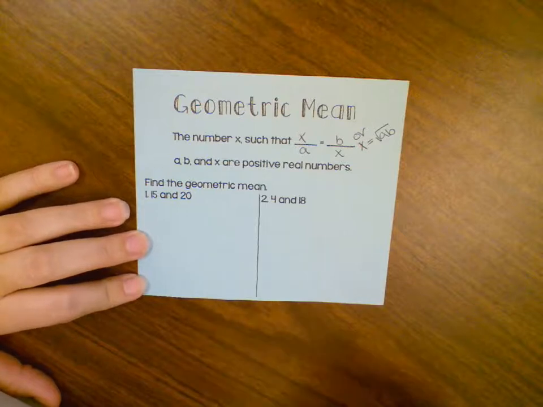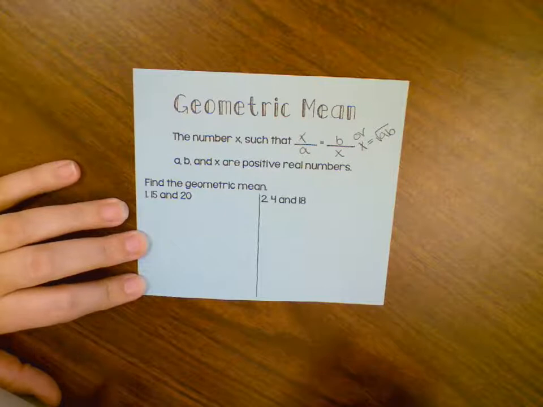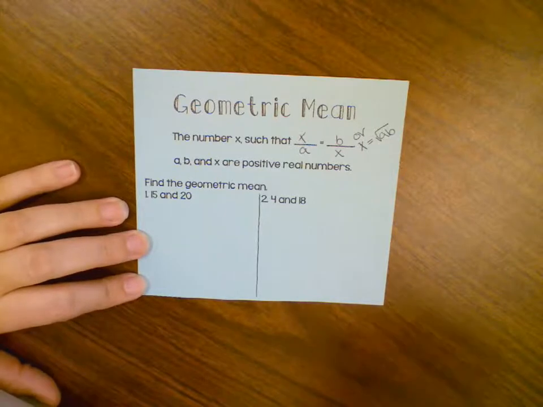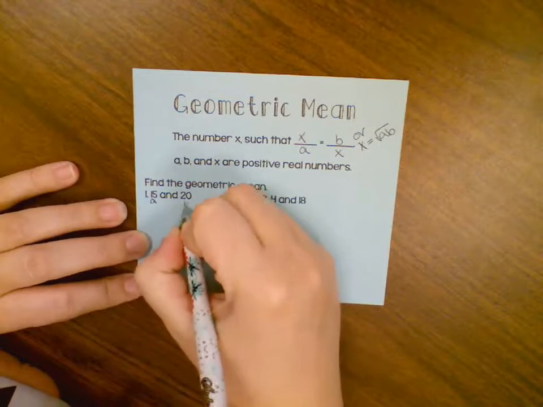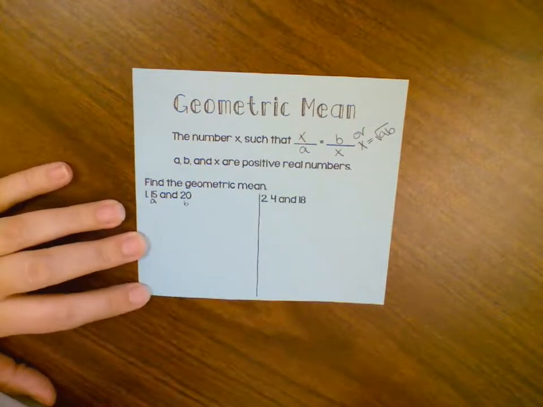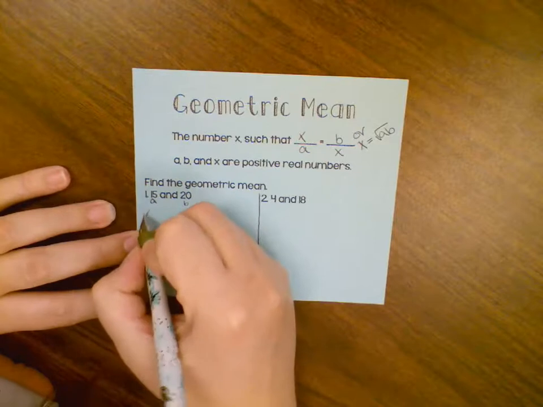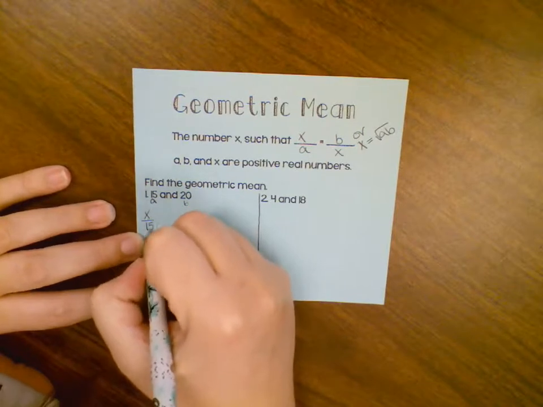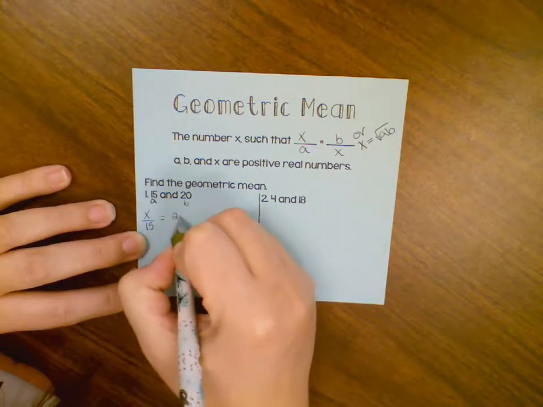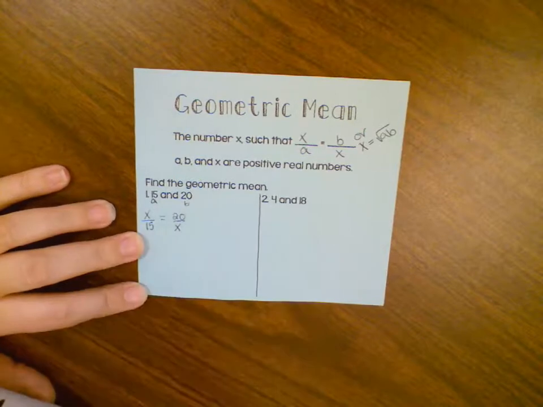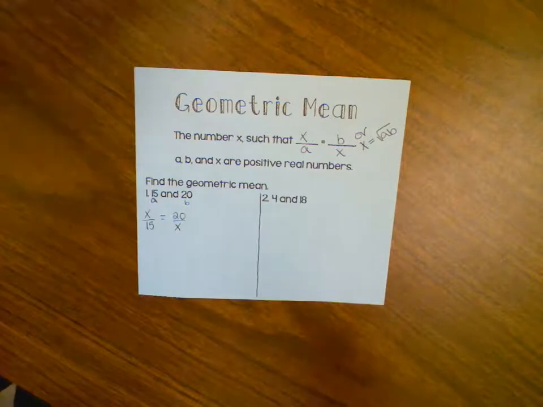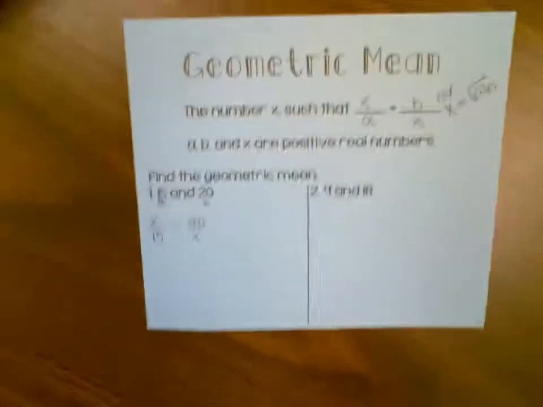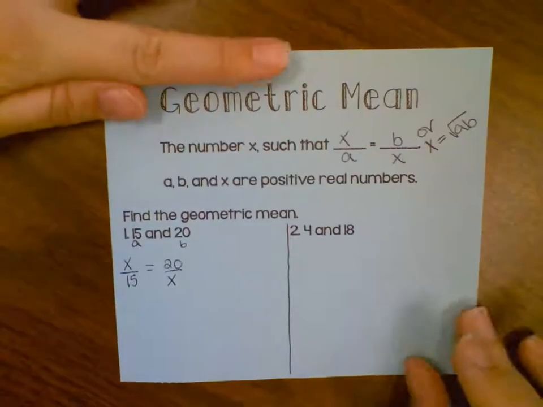So when we have two numbers, you can pick which one you want to be your a and b. It doesn't really matter, because they're going to times each other anyways once you plug them in. So I usually just go with the first one's a and the second one's b. So we'll plug in our formula. So we'll have x over 15 is equal to 20 over x. So once we plug in, we know that whenever we see an x, we have to solve for x. So to solve for x, we cross multiply.